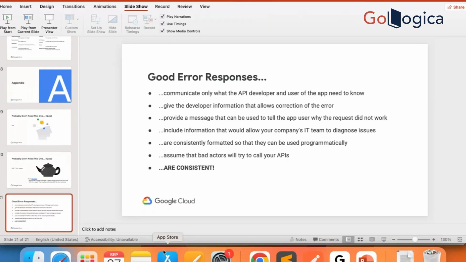So yeah, that's it for this topic. Any questions so far in the REST API design?